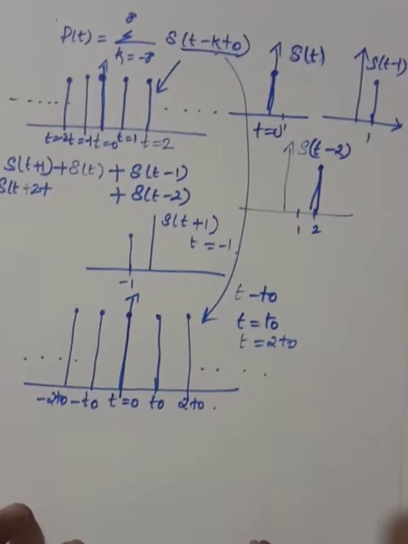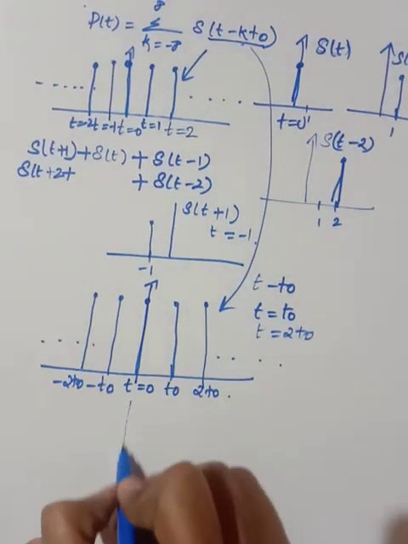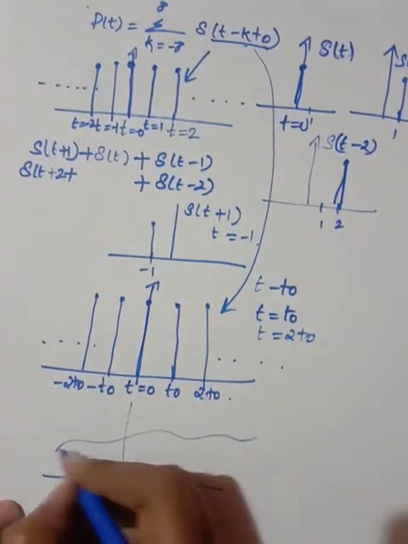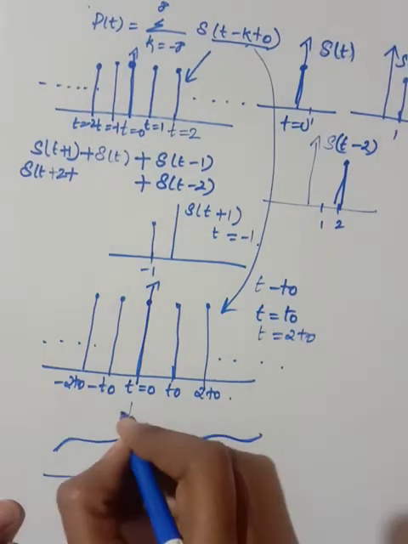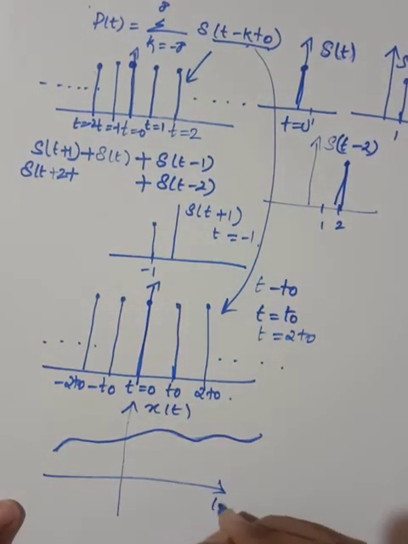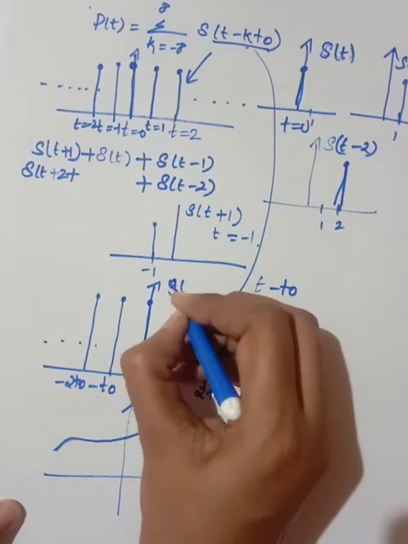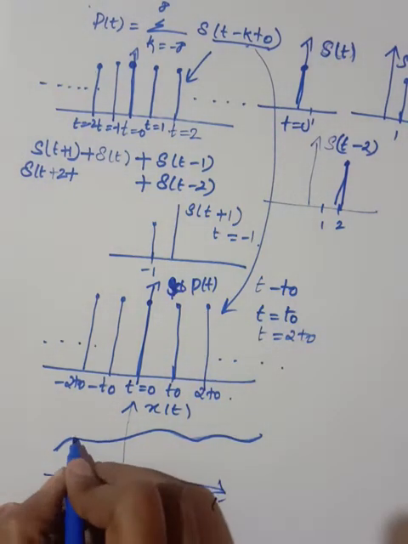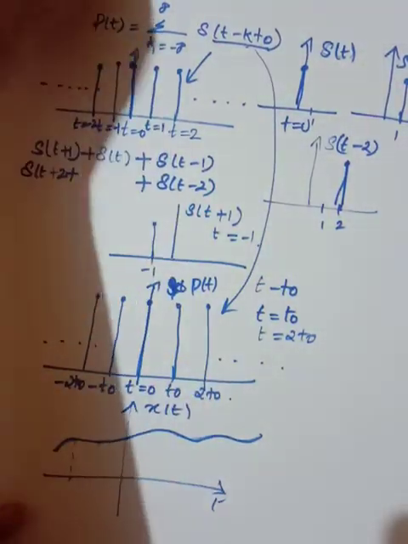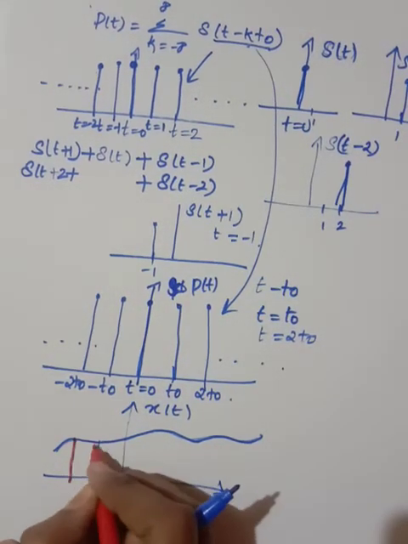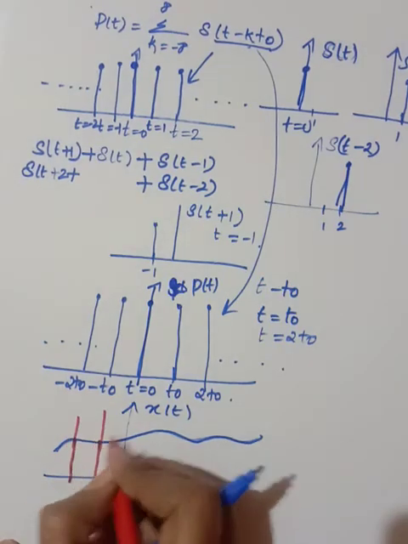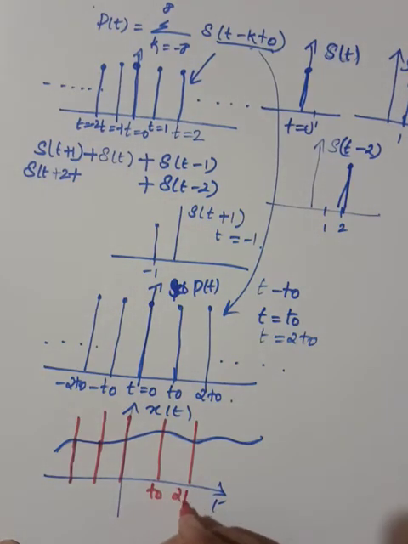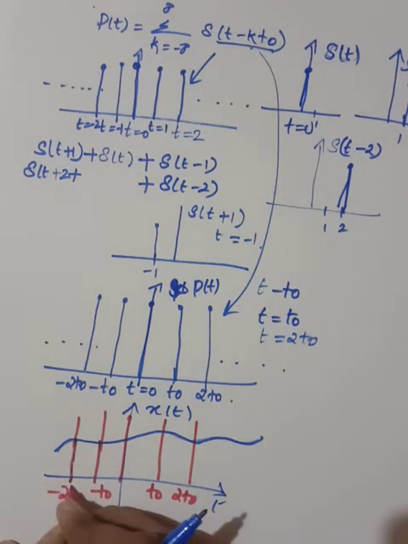Now when this impulse train is multiplied by a signal like this, you are multiplying a signal, this is x of t, and this is your impulse train, that is p of t here. So when you multiply with this impulse train, what you will get? Consider here you are having the impulses, so I will represent in this manner. So these are the impulses you are having, with amplitude 1, at t naught, 2 t naught, and minus t naught, minus 2 t naught.